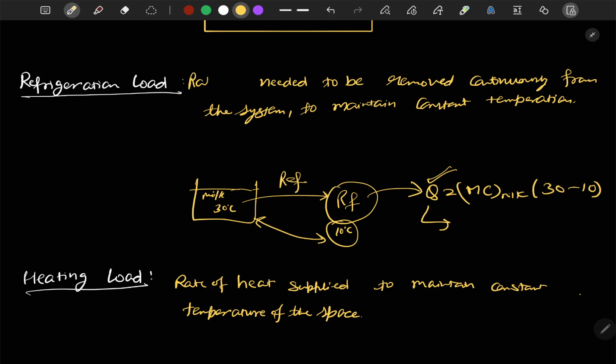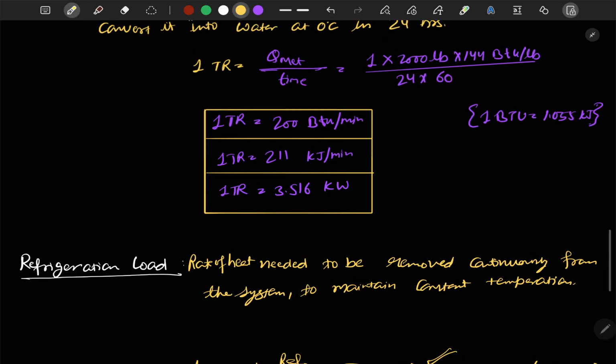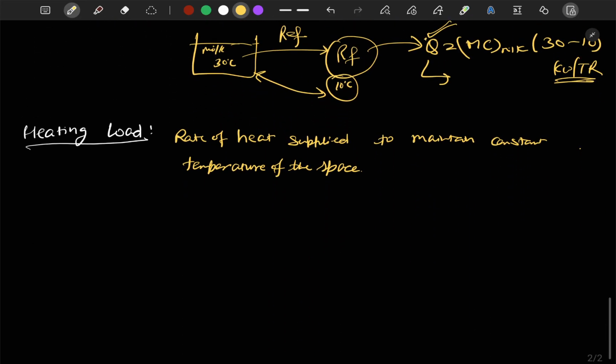Here I have mentioned heat needed, so it should also be rate of heat. This should be q dot, and the unit should be kilojoule or kilowatt, or ton of refrigeration. I hope you understood these points well.